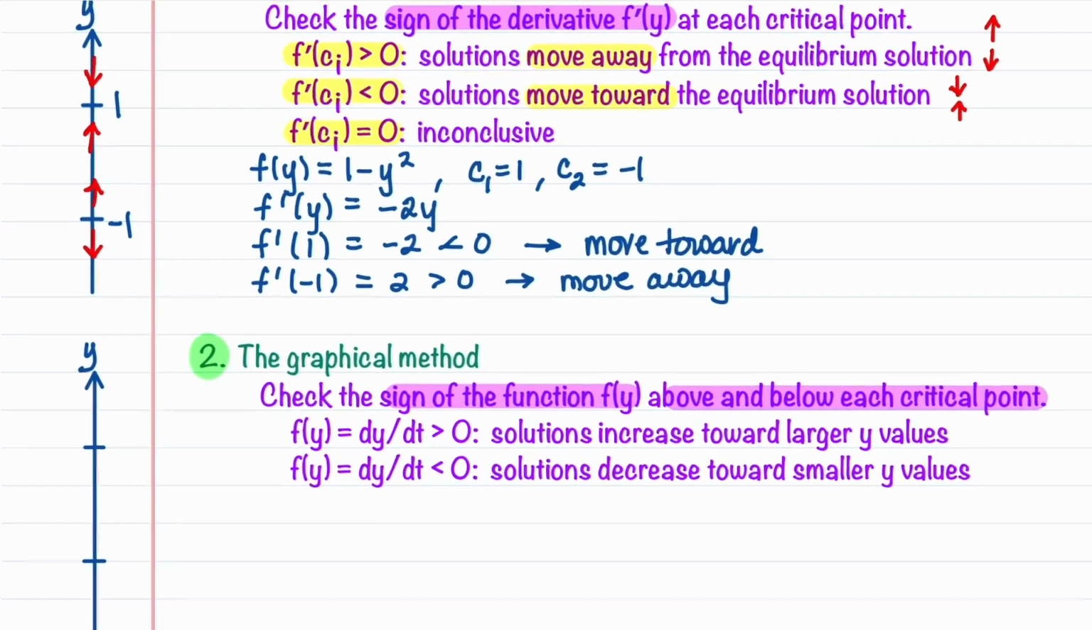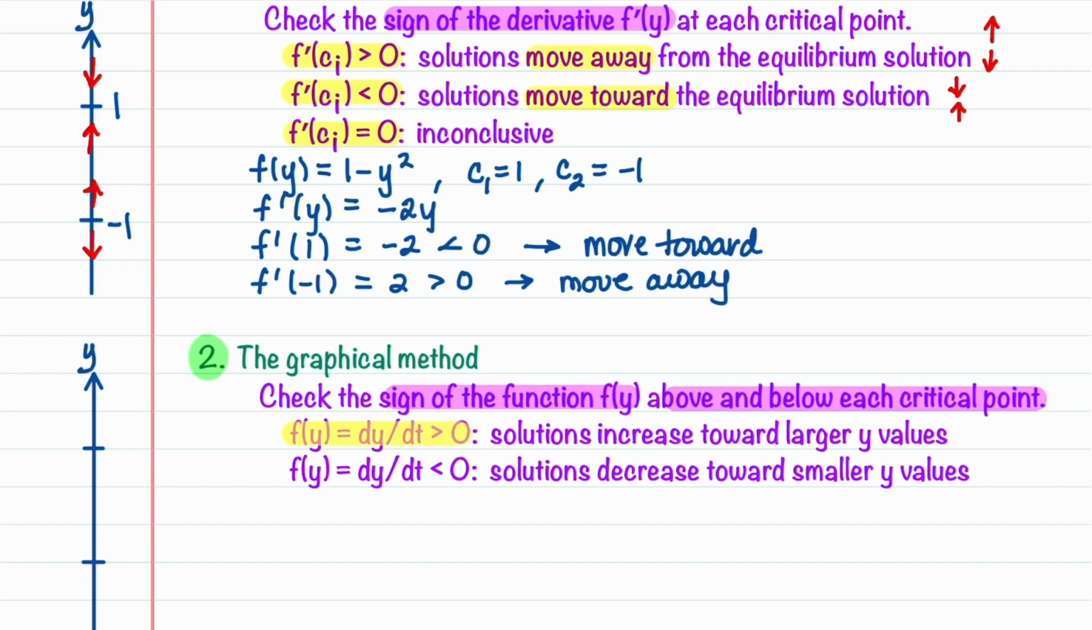critical point. If our function, which is equal to the derivative, that goes back to the definition of an autonomous differential equation, if that's greater than 0, then solutions are going to increase towards larger y values. And then if our function is less than 0, the solutions are going to decrease towards smaller y values. Let's see how this works for our example.